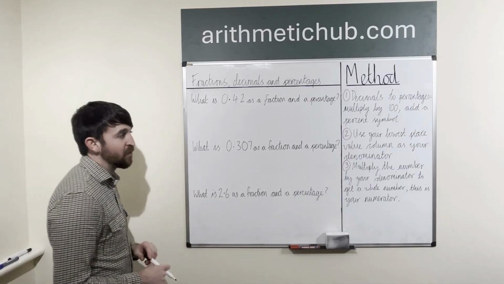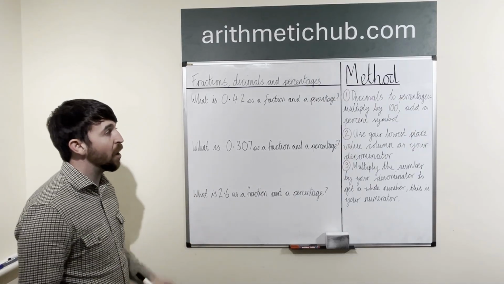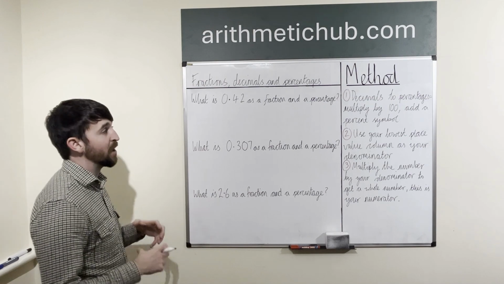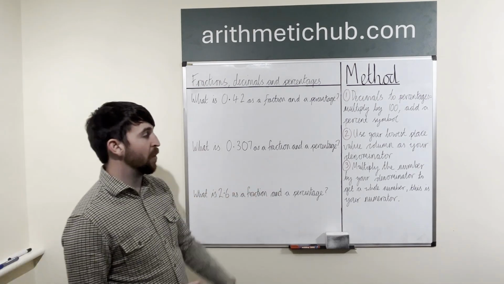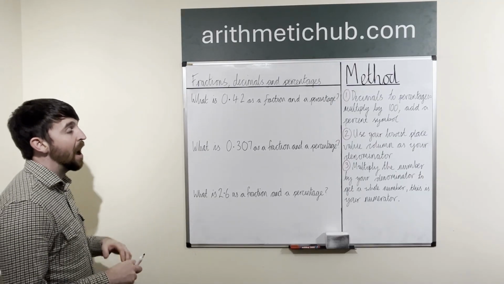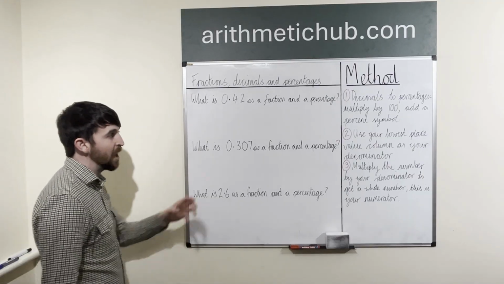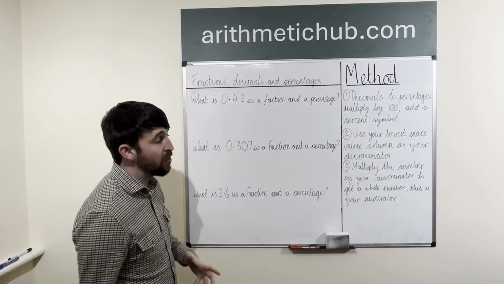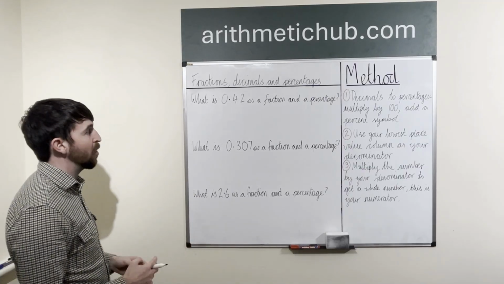The second point says use your lowest place value column as your denominator when you're converting into a fraction, and then multiply the number by your denominator to get a whole number, and this is going to be your numerator, okay? So that may be a little bit confusing now, but once we see how it works, it'll make a lot more sense.